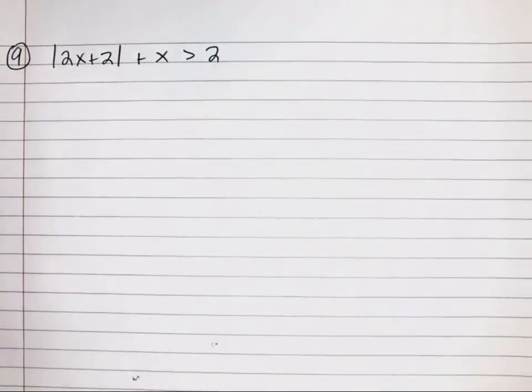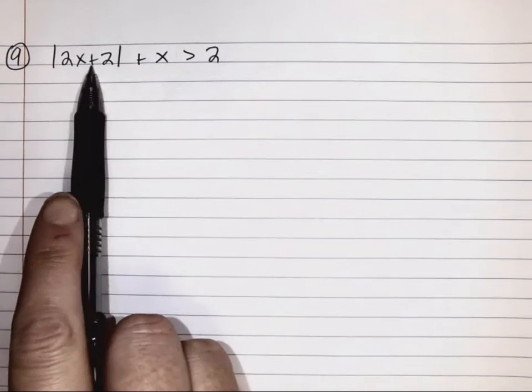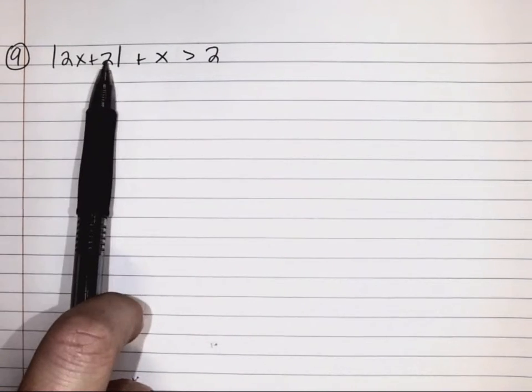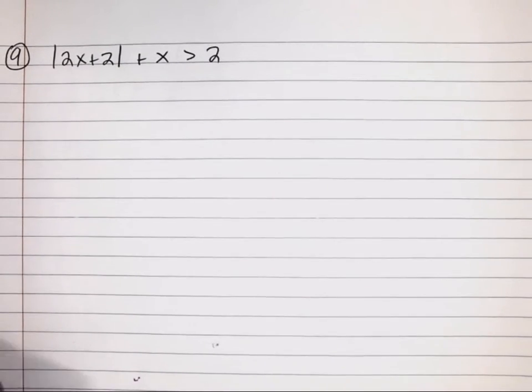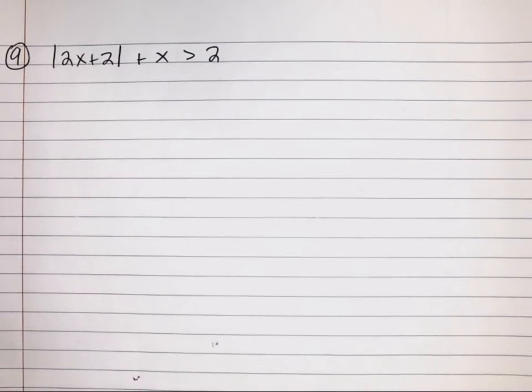Number 9. We've got absolute value of 2x plus 2, plus x, greater than 2. And this is one of the cases where I told you you can't actually isolate absolute value because you've got an x outside of absolute value. But you solve this one in the same way that we've been solving the previous.